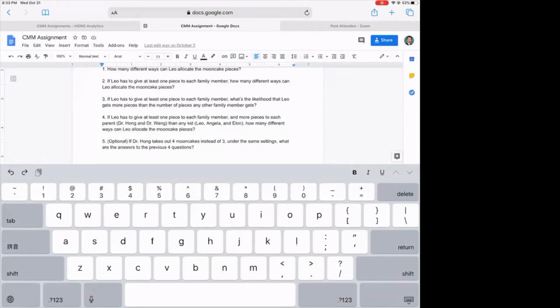Again, each parent will get at least 3. Each child will get at least 2. Wait a second, how many people are there and how many mooncakes, just to make sure? 4 mooncakes. Each mooncake is cut into 4 pieces. Okay, and there are 5 people in my family. There are 2 parents, 3 kids. Well, I thought you said each parent will get at least 3. At least 3. Each parent will get at least 3. And each kid will get at least 2.